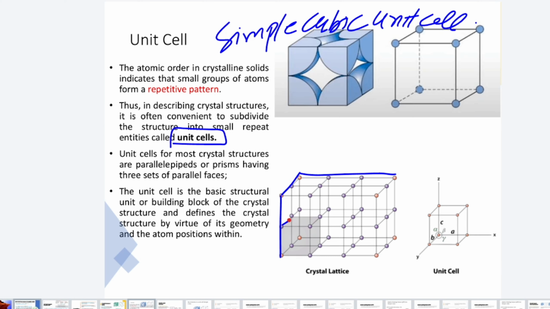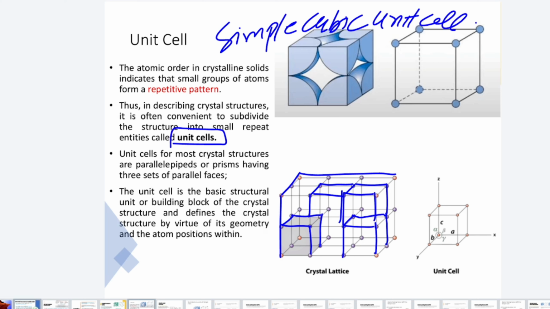And look here, this one, in 3D. This is one cube. And if you look here, this is again the cube, right? The same cube. Here also, the same cube, and so on. So what does it mean? It means that this small group of atoms is repeating again and again, and that is known as a unit cell. This is the important thing of this slide.